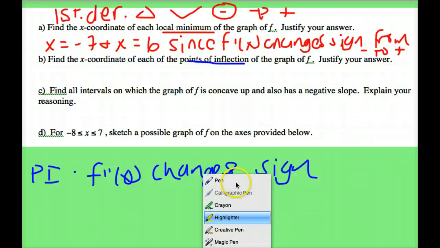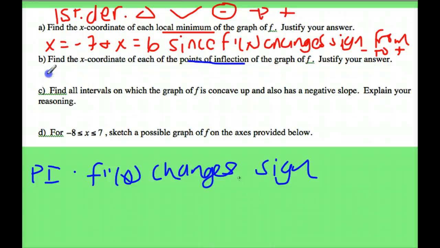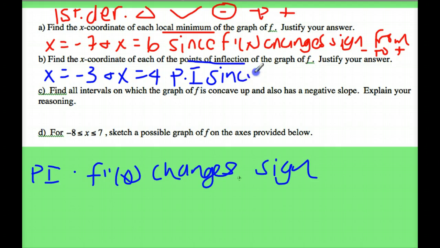So let's go ahead and write that in. Let's just color coordinate here. So I know when x is equal to negative 3 and x is equal to 4, there is a point of inflection since f double prime of x changes signs.